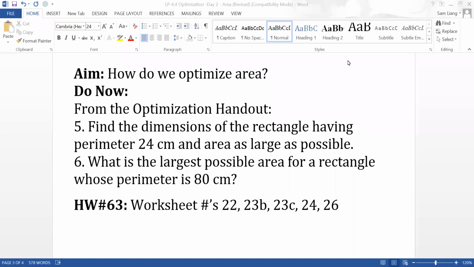All right, hey everyone. So our optimization unit continues with optimizing area. They do now refer to this optimization handout that I posted on Google Classroom, but I have the questions here on the slide. So please get started on that, and then we will discuss in 2 minutes.